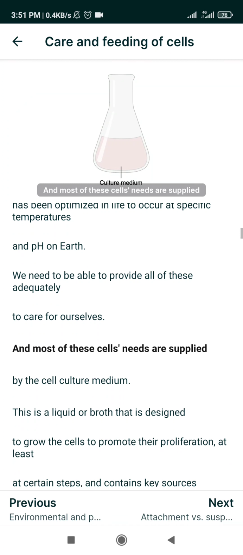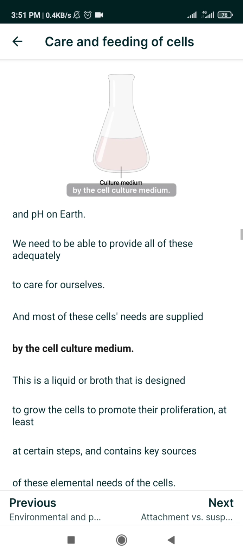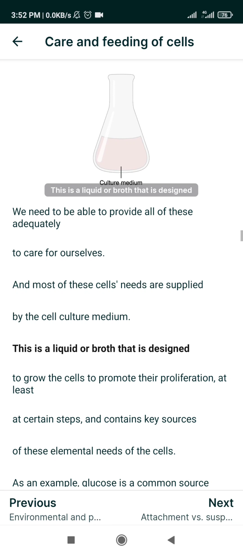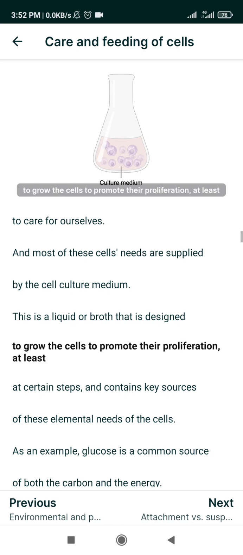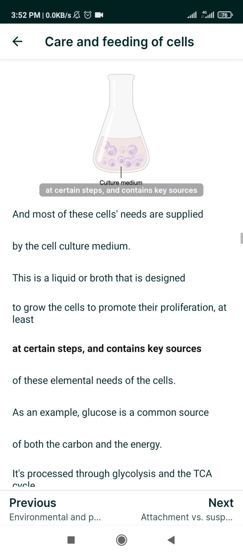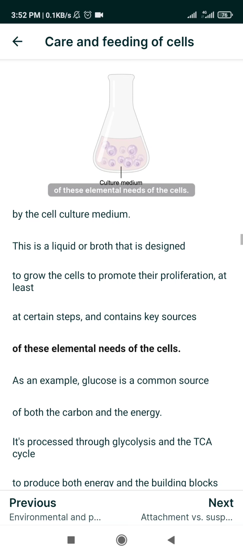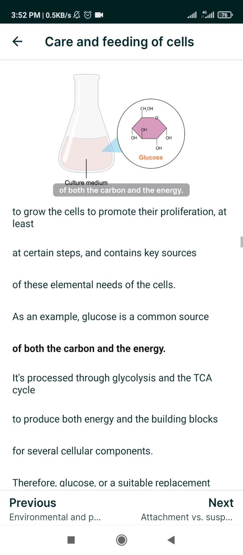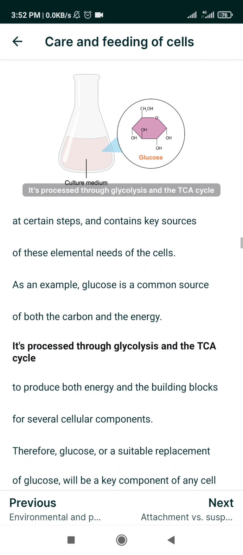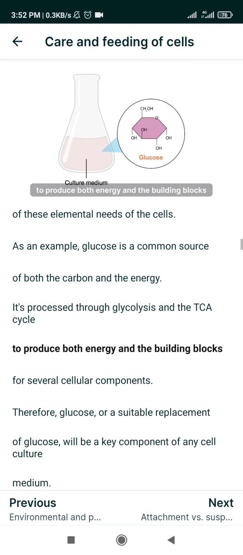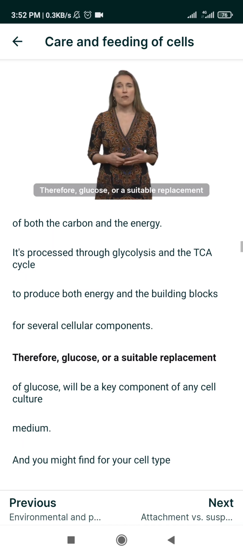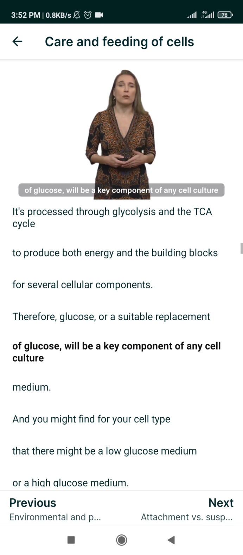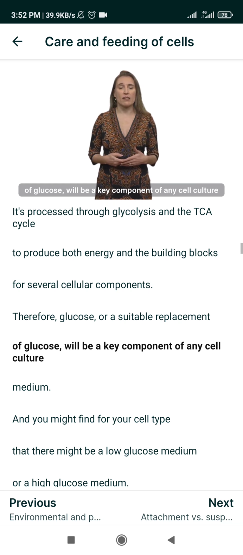And most of these cells' needs are supplied by the cell culture medium. This is a liquid or broth that is designed to grow the cells, to promote their proliferation, at least at certain steps, and contains key sources of these elemental needs of the cells. As an example, glucose is a common source of both the carbon and the energy. It's processed through glycolysis and the TCA cycle to produce both energy and the building blocks for several cellular components. Therefore, glucose, or a suitable replacement of glucose, will be a key component of any cell culture medium.